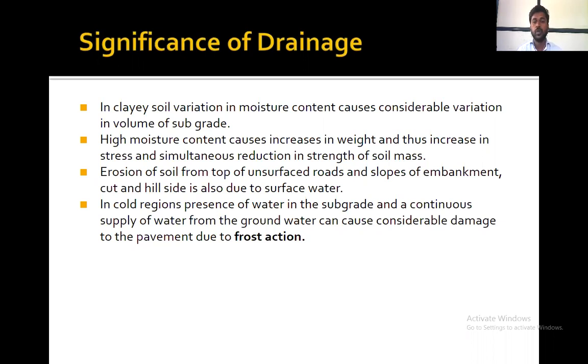In cold regions, the presence of water in the subgrade and the continuous supply of water from the groundwater can cause considerable damage to the pavement due to frost action. I have told earlier what frost action is. Suppose water is present in the pavement sublayers, and the temperature falls to a very low degree. The water in that layer may freeze, and when water is converted to ice, the volume increases. And if the volume increases, there are chances of cracks being produced.